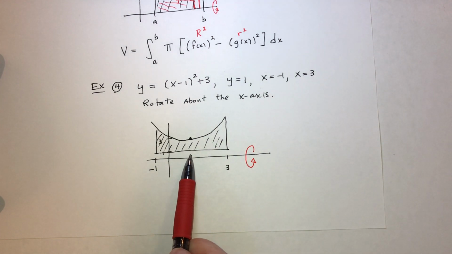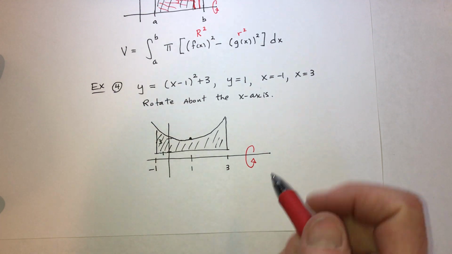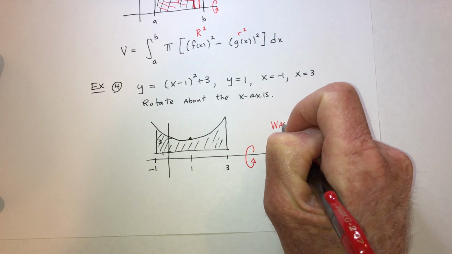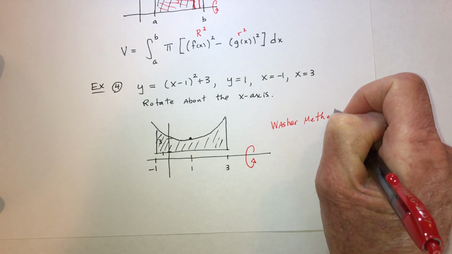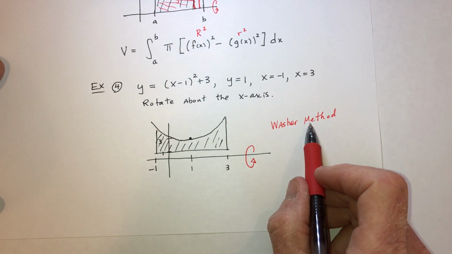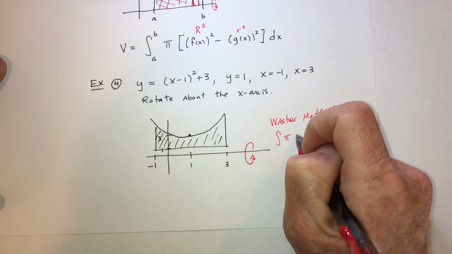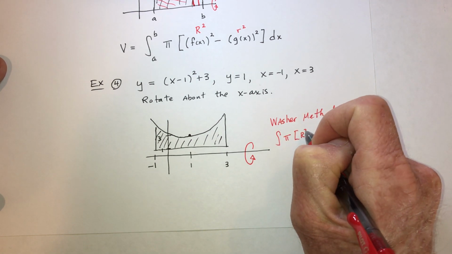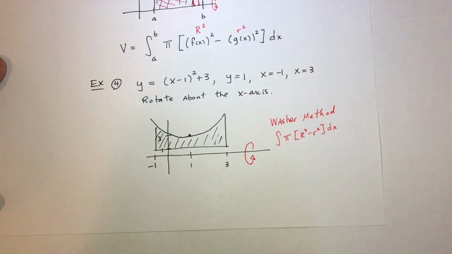And as you could see, there's this little gap right here. So that means we need to use the washer method. And what I like to do is identify what method I'm supposed to be using and then I write the general formula for it, just to remind myself, this is how I need to set it up.